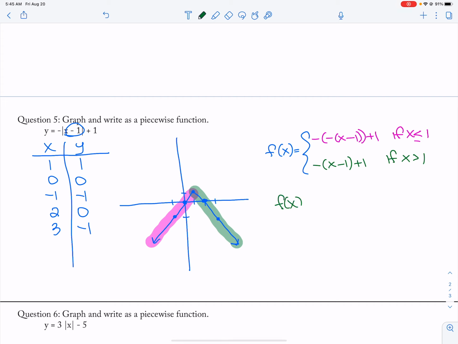So overall, I get the absolute value of x minus 1 plus 1. And you could simplify this more if you really wanted to. But when we do open-ended questions on a quiz or on a test, if you simplify and you simplify incorrectly, you get the problem wrong. If you leave it unsimplified and it's right unsimplified, then you get it marked correct. So just be a little careful. Okay.